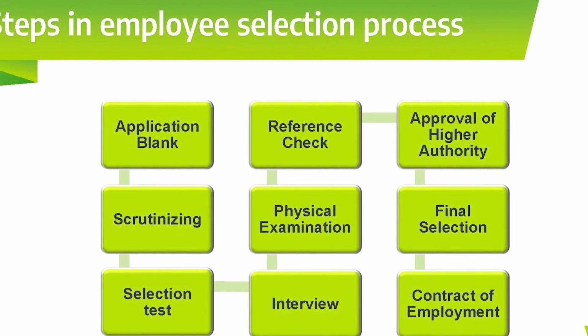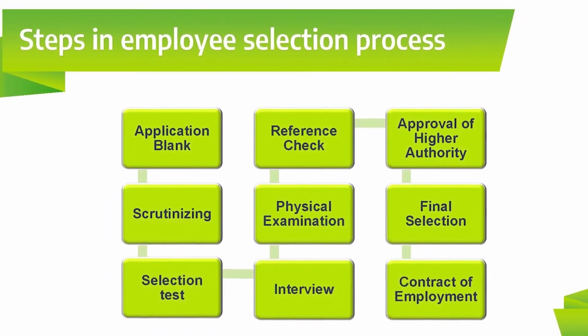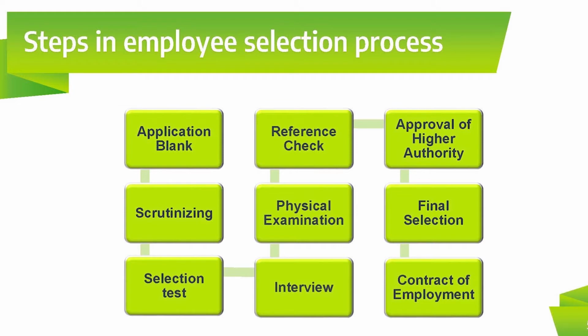These are the steps which the organization follows to select an employee. First is the application blank. Candidates are given an application form to collect information about the candidate. Then the selection committee shortlists the candidates from the application received. That is done in scrutinizing. Now, the shortlisted candidates are called for selection test. Once the candidate qualifies in the selection test, they are called for interview. They have face-to-face interaction between the interviewer and the interviewee.